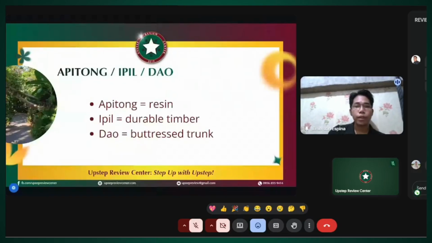And then we have honorable species to consider. We have the apitong, ipil, and dao. For apitong, it's also a source of resin. Ipil is also known for durable timber, and then dao, known for its buttress roots. So we have now covered the species we should focus on basically.